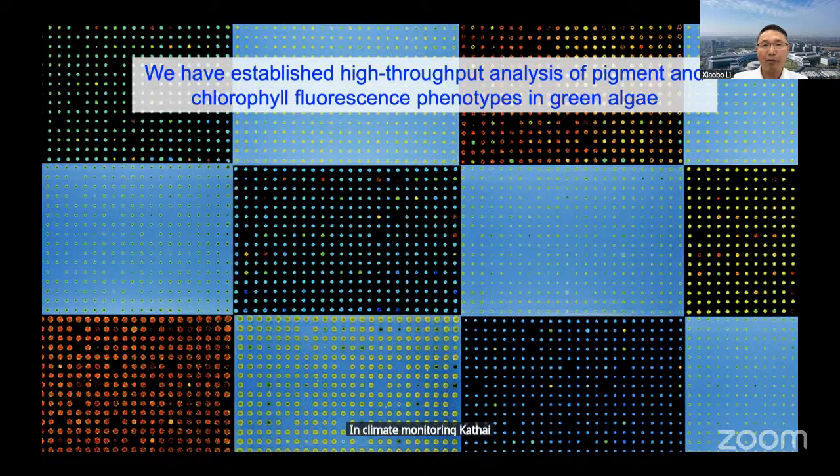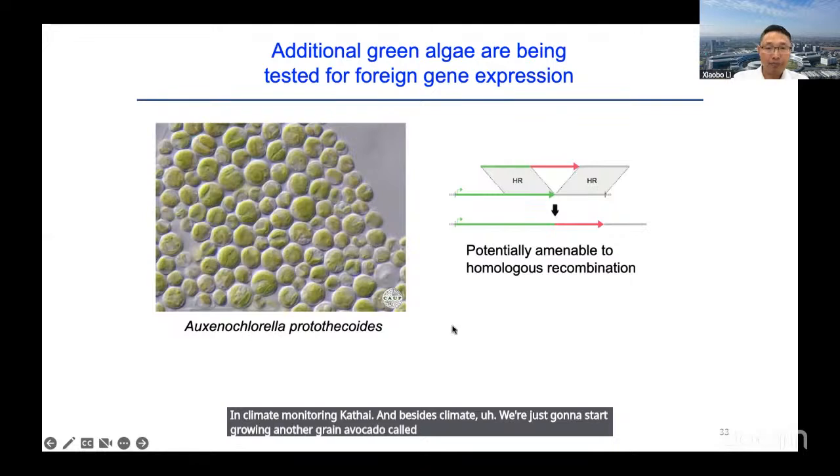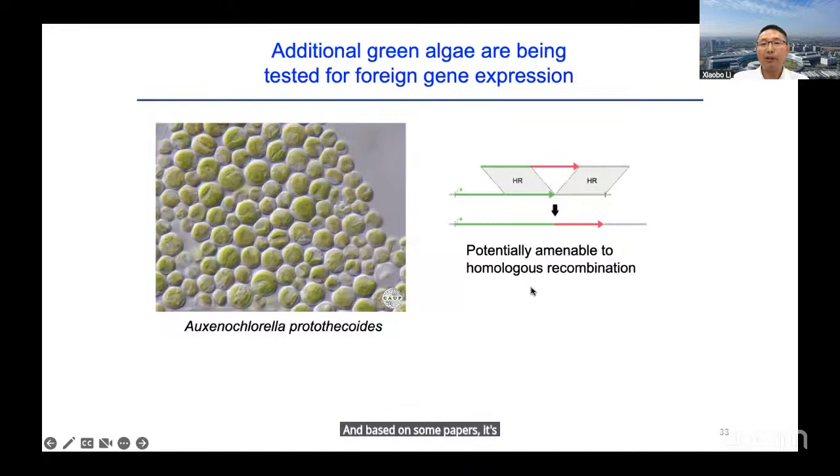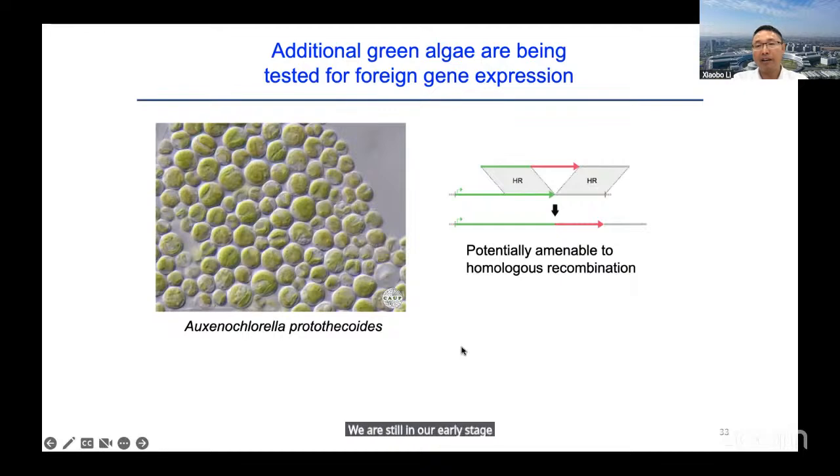And besides Chlamydomonas, we recently started growing another green algae called Oocystis or Chlorella. And this one, based on some papers, is amenable to homologous recombination-based gene targeting. And this is certainly a useful approach in synthetic biology. We are still in an early stage in optimizing its transformation.